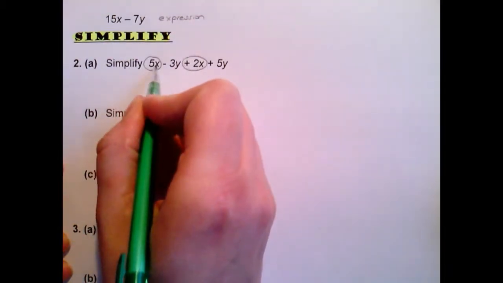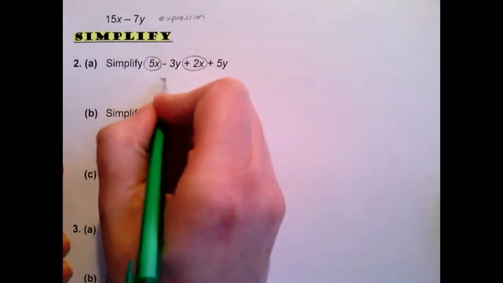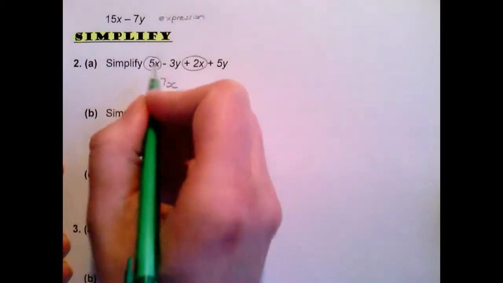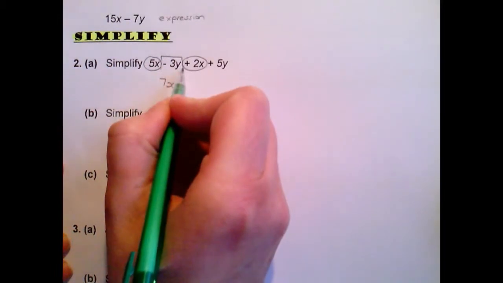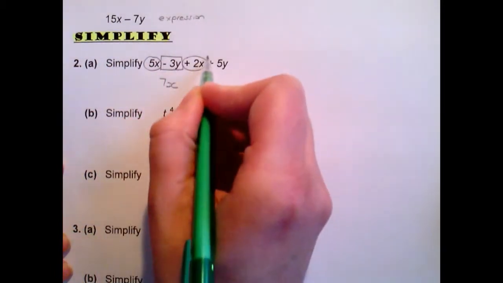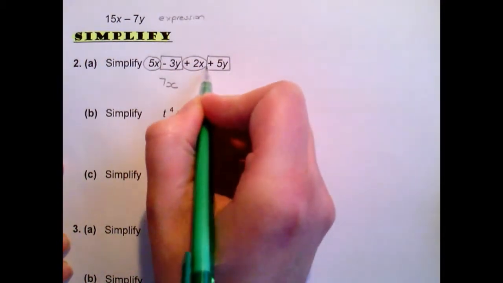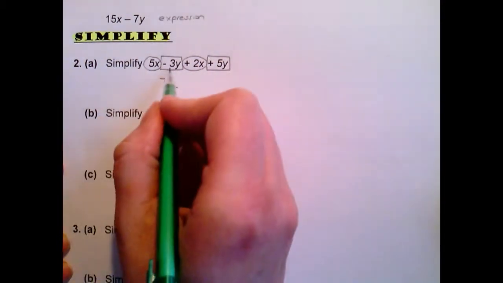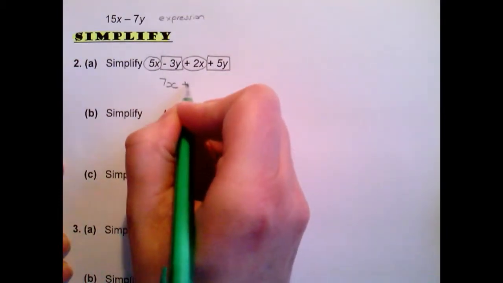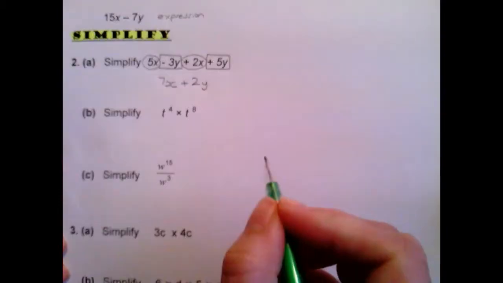So you do 5x add 2x totals up to 7x. And then whenever you come to the y's, you've got minus 3y. So that negative sign there belongs with the 3y. And then add on or go up 5y. So if you're down at negative 3 and you go up 5, you end up with positive 2. So you put a plus in and then your 2y.